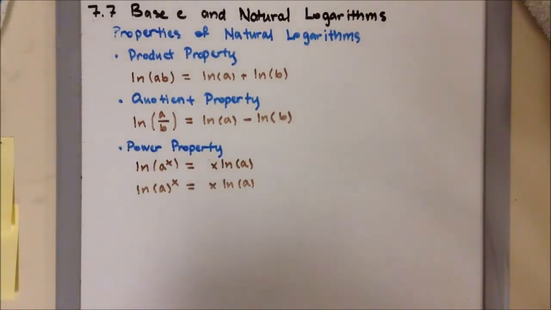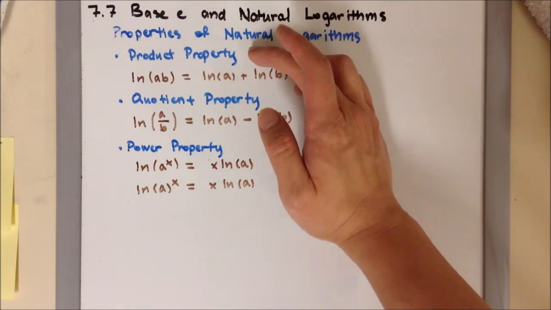In this part, we're going to talk about the properties of natural logarithms. It's very similar to when we were talking about properties of logs in 7.5. Here, the first property is the product property.